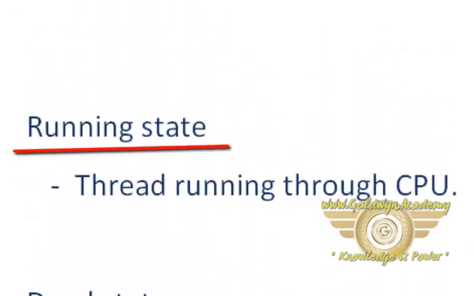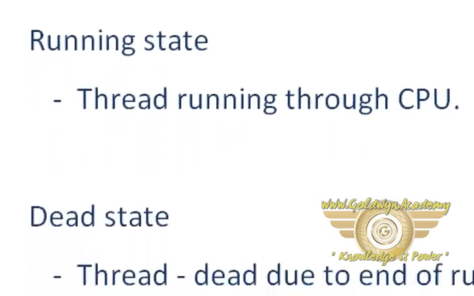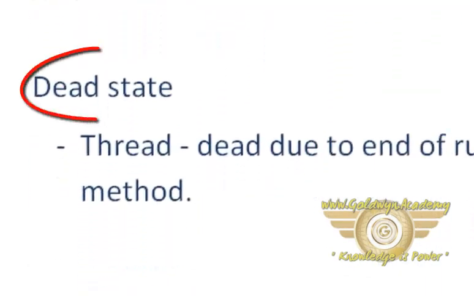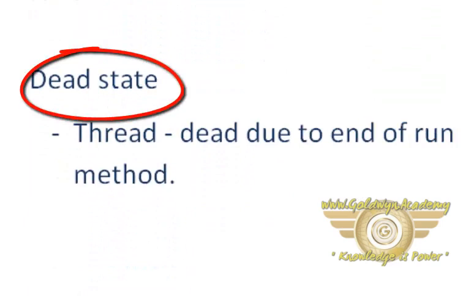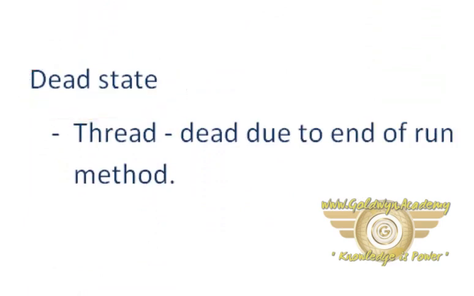Running state. The thread is running through the CPU. When a thread gets access to the CPU, at that time the thread is in running state. Dead state. When the running process of the thread is completed, that means the thread is in dead state.